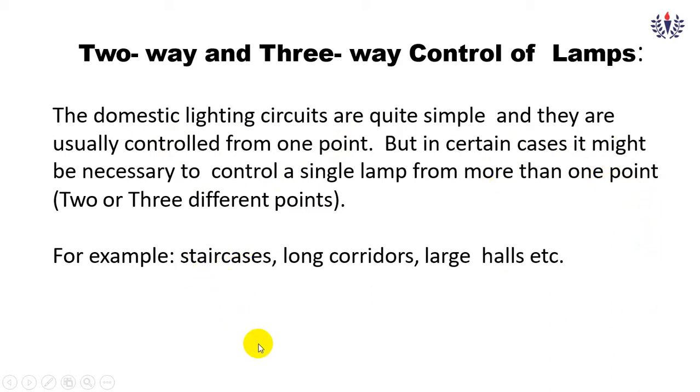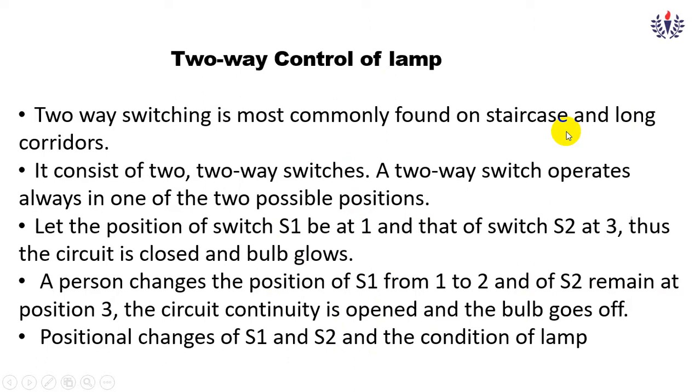You will be on the lower floor, you switch it on, and when you reach the top floor you switch it off. Also in long corridors or a passage, if you press the switch, the lamp will be on. Next, if you press it, the lamp will be off. Then large halls also. For this purpose we go for two-way and three-way wiring of lamps. The two-way is the common type used in staircases and long corridors. It has two-way switches, one to switch on here, one to switch off at the other place.